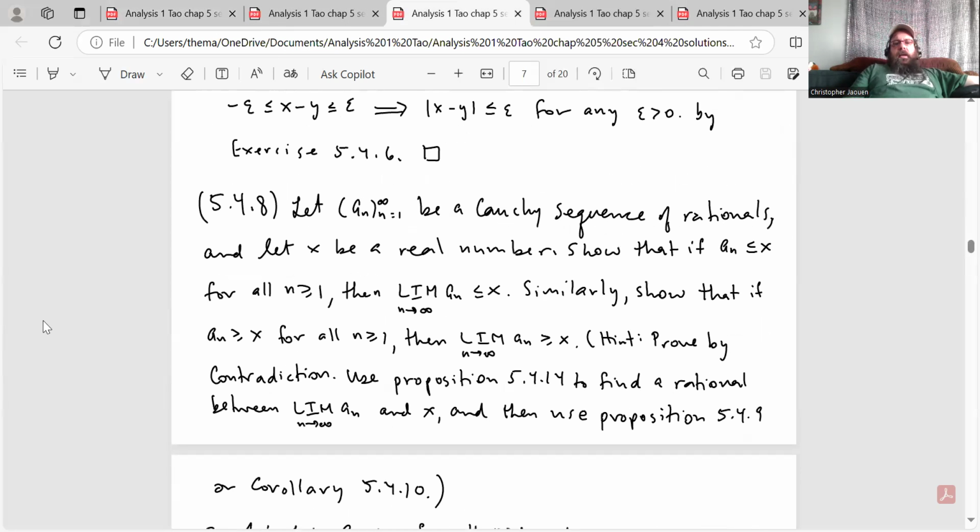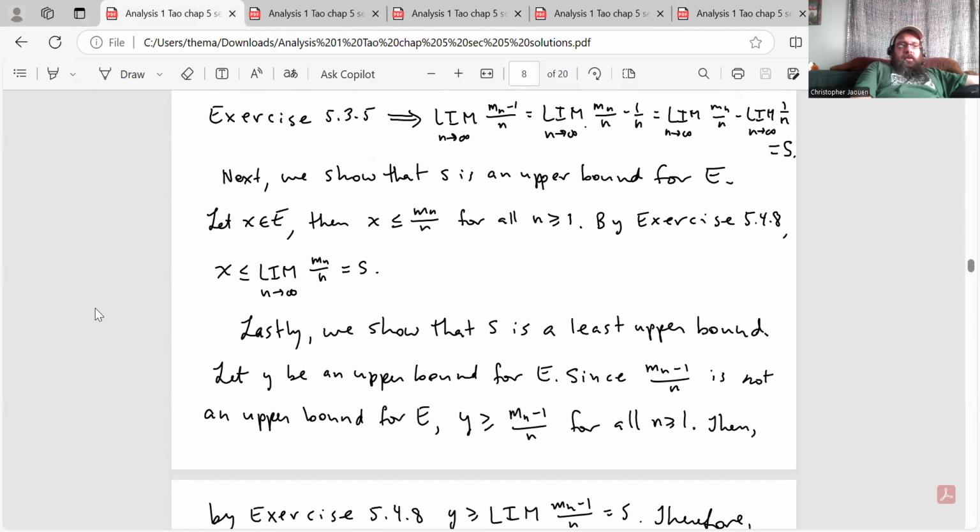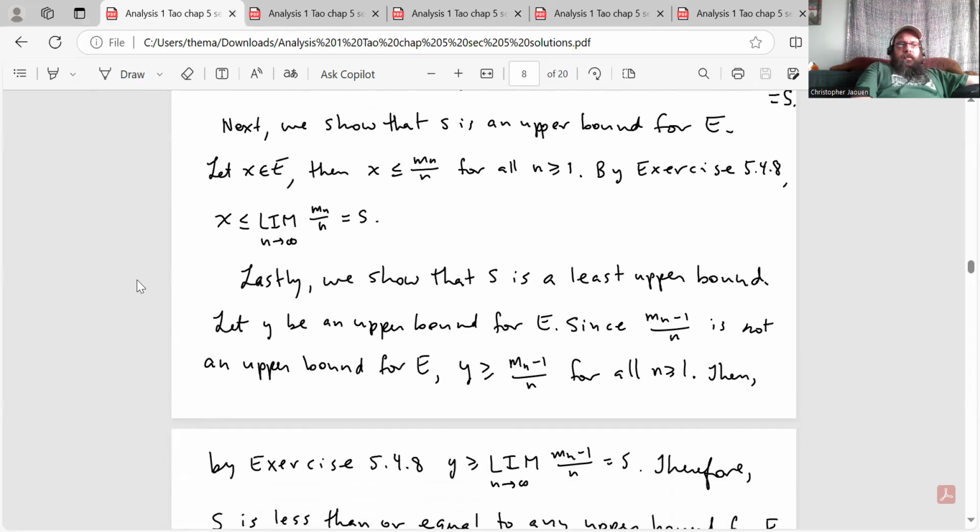That's this one here. Let a sub n be a Cauchy sequence of rationals and let x be a real number. Show that if a sub n is less than or equal to x for all n greater than or equal to 1, then the formal limit of a sub n is less than or equal to x. Similarly, show that if a sub n is greater than or equal to x for all n greater than or equal to 1, then the formal limit of a sub n is greater than or equal to x. So we actually use the second part here. So by exercise 5.4.8, x is less than or equal to the formal limit of m sub n over n, which we define to be equal to s.